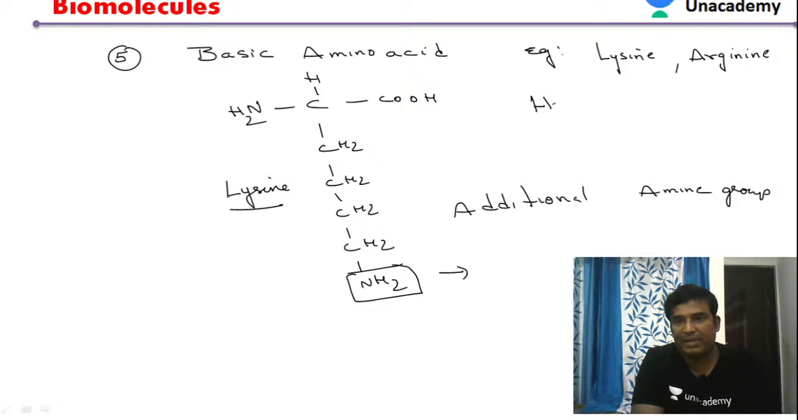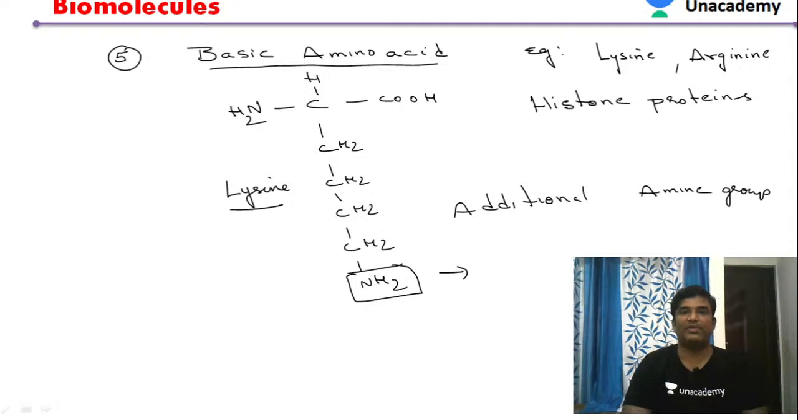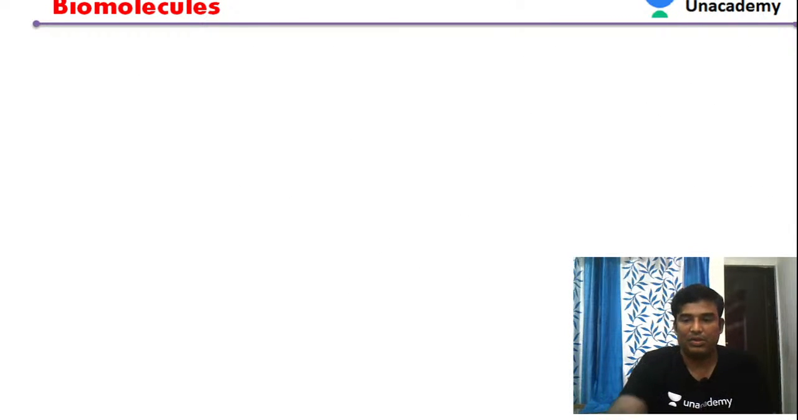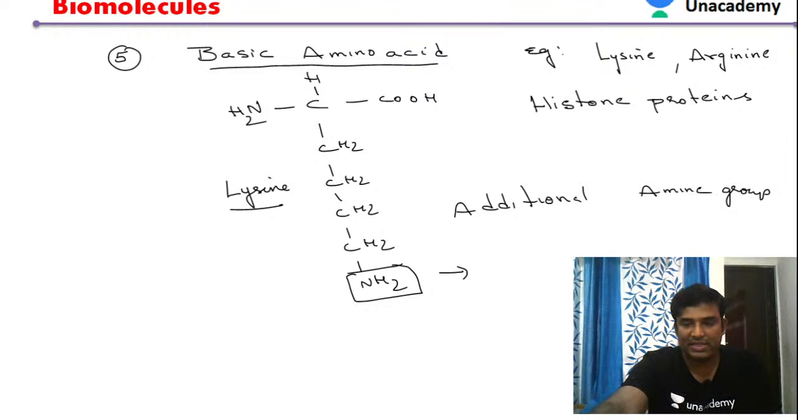Basic amino acids are present in histone proteins. They are part of the histone proteins. Histone proteins are the best examples of the basic amino acids. So that is about the basic amino acids.